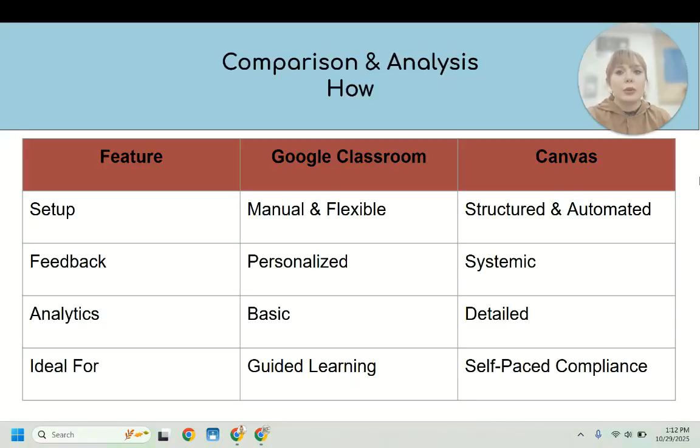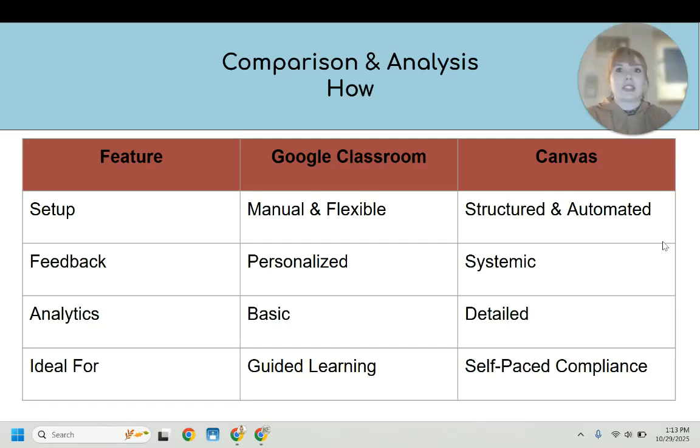Both platforms are great for supporting learning, but they reflect different priorities. In Google Classroom, setup is manual and flexible. Teachers guide the flow, they provide personalized feedback, and they add some direct instruction. This is ideal for guided learning, where the focus is on interaction and meeting the individual needs of all learners. In contrast, Canvas is made to be more automated. Feedback and progress tracking are built into the system, analytics are detailed, and it's designed for self-paced, compliance-focused learning at a larger scale for more people.